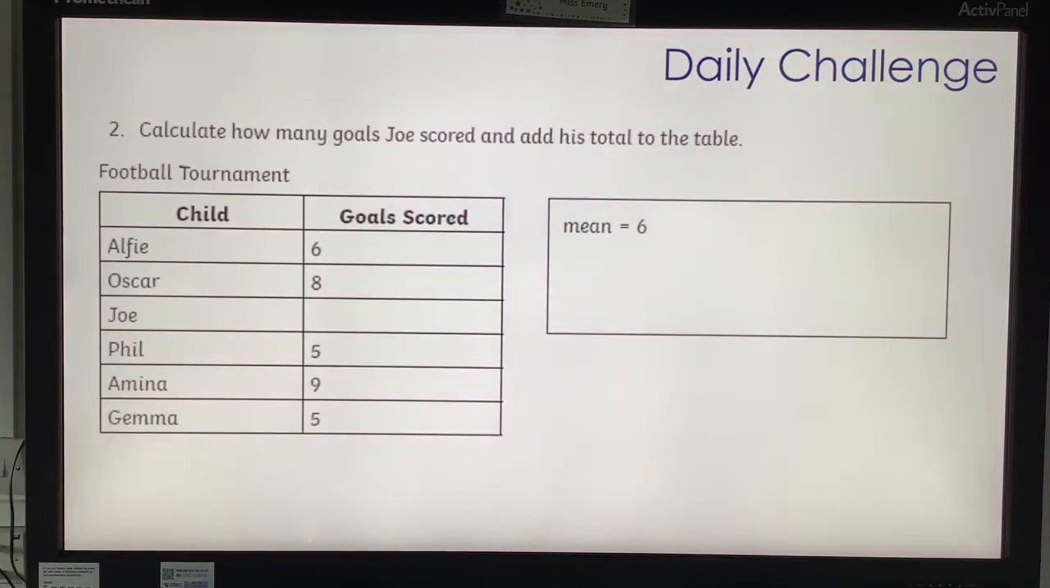Here is your second challenge. I need you to calculate how many goals Joe scored and add his total to the table. So you know the goals of some of the children and you know the children. You also know the mean. How many did Joe score? Pause the video and have a go.